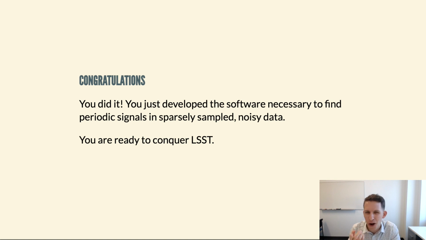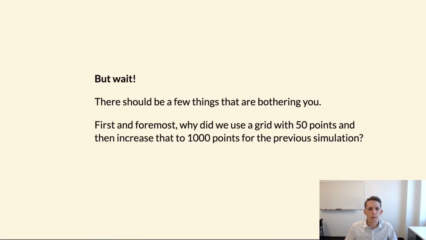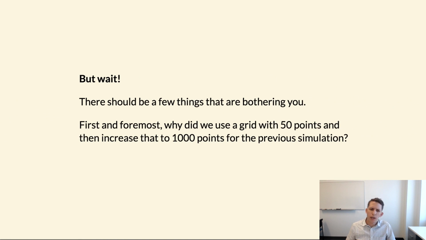Are you, though? Are you ready to conquer LSST? There should be a couple things about what we just did that maybe are causing you to wonder or worry a little bit before you run out and take over all of the Rubin Observatory. Right? Like, for instance, why did we first use a grid that only had 50 points in it when trying to estimate the frequency, and then we used a grid that only had 1,000 points in it? What's with that? Because it seems like 1,000 points worked, but 50 clearly didn't.